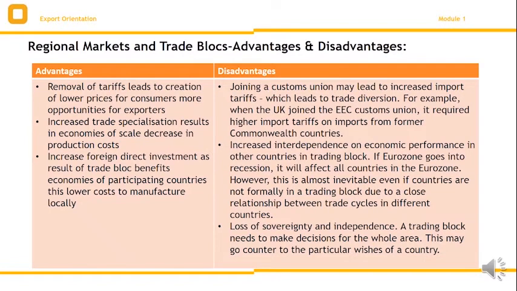Remember that if we've got certain countries within the trade bloc that are specialists in producing a certain product and are able to produce it at a lower cost, then that country is able to specialize and produce that product because they're able to produce it at a lower cost than compared to other member states. Trade blocs also lead to an increase in foreign direct investment as a result of the benefits of economies of the participating countries. This lowers the cost to manufacture locally, so certain costs are lowered with regards to production as a result of being part of a trade bloc.